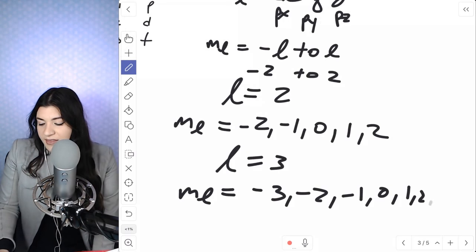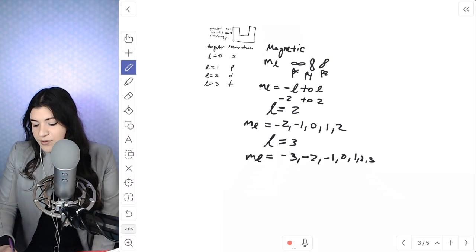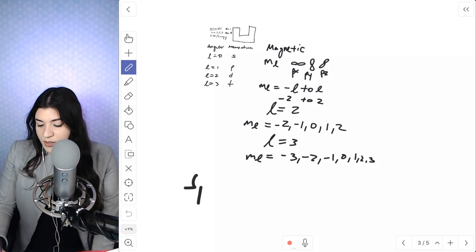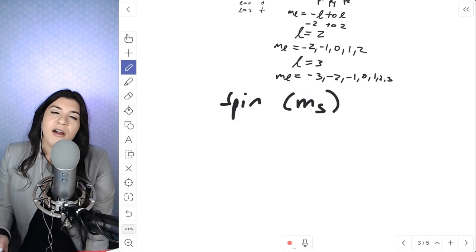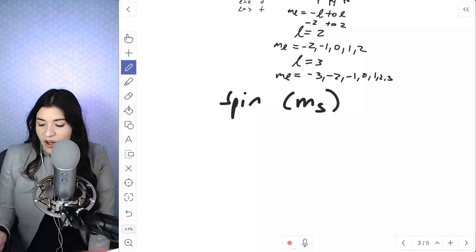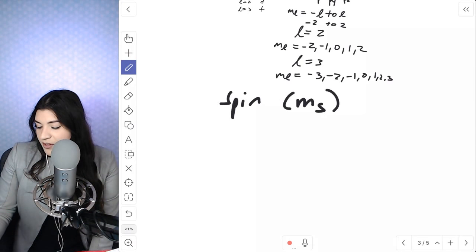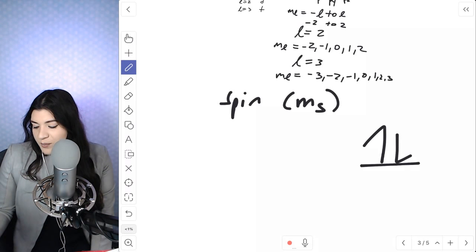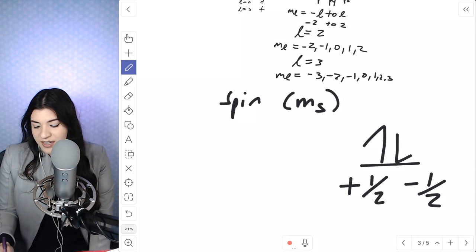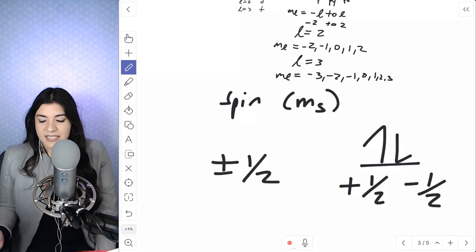And lastly, the last one will denote the spin. So our spin is M sub S, where this is just talking about the spin of your electron. So let's say if we were to look at the different spins of our electrons, this is going in the positive 1/2 and negative 1/2. That's why you typically see this as plus or minus 1/2. So that doesn't really change.